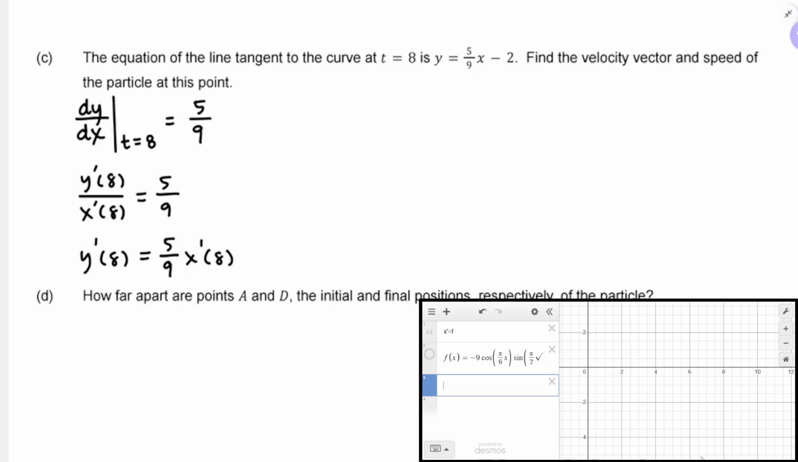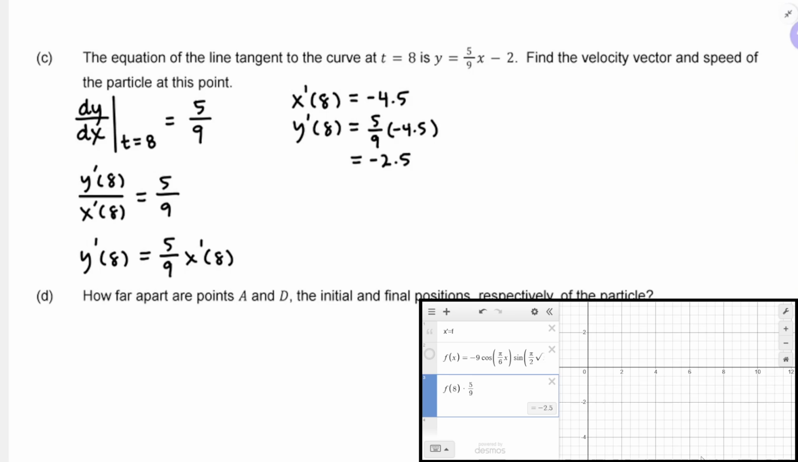Go here and say, okay, that's going to be f of 8 because f is x prime. And I would get negative 4.5. So I'm going to report that. That's going to be one of the components of my velocity vector. And then the y component is going to be 5/9 of that. And if you are just able to take 5/9 of that mentally, good for you. If not, you're going to go over here and say times 5 divided by 9 and get negative 2.5. That's not that hard. And we can report our velocity vector is going to be negative 4.5 and negative 2.5.